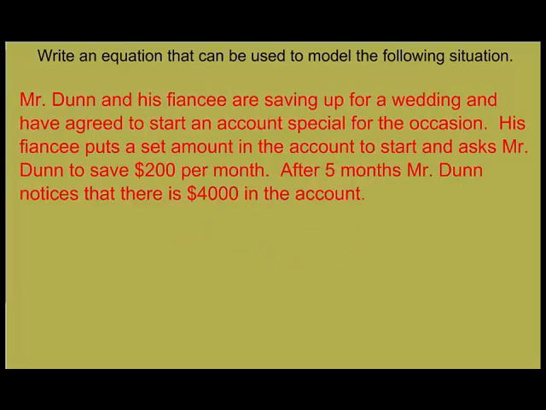Let's look at another example together. Mr. Dunn and his fiancée are saving up money for a wedding and have agreed to start an account special for this occasion. His fiancée puts a set amount in the account to start and asks Mr. Dunn to save $200 per month. After 5 months, Mr. Dunn notices there's $4,000 in the account. So again, here's our rate of change, the $200 per month that he's saving. And here's our point. At 5 months, there's $4,000 in the account.